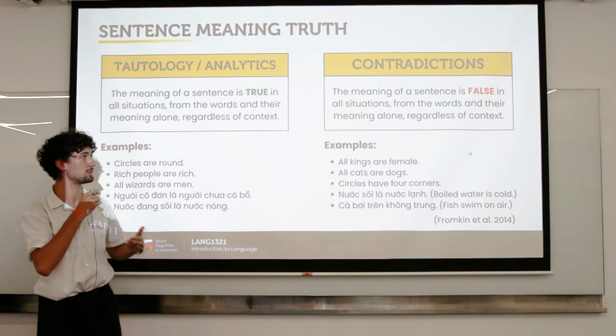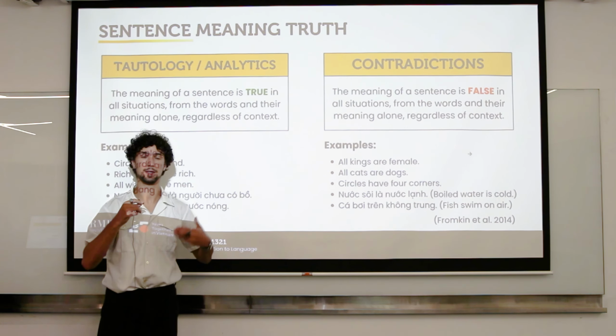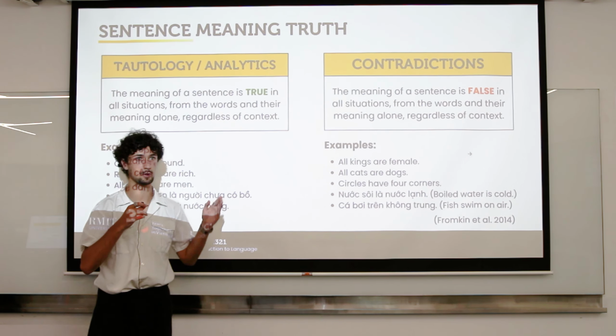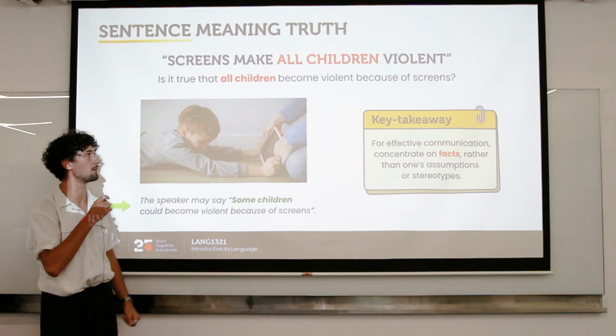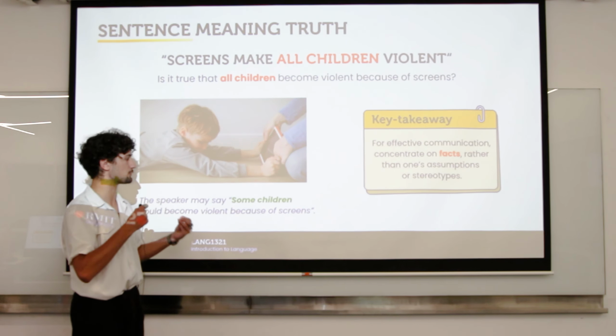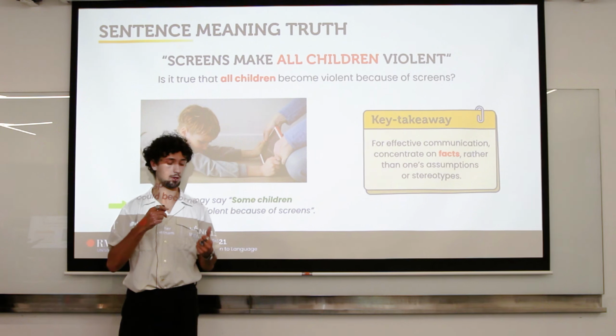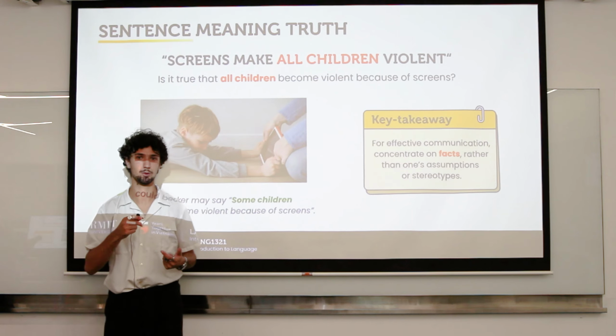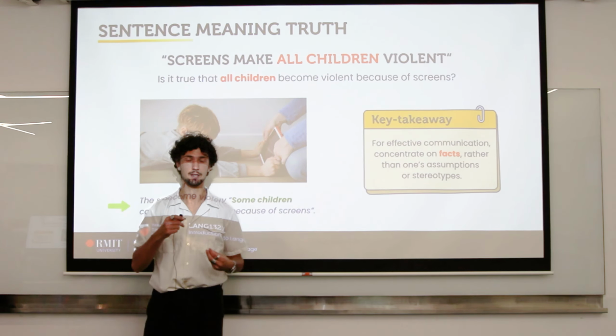So these two approaches allow us to determine the truth conditions of a sentence. But not all phrases are always true or always false. This is what we see with the next example. When you hear this sentence, "screens make all children violent," it seems to be true, but it's a generalization. It's not always true. As you know, not all children become violent because of screens. So it may hide a bit of the truth. This is why sentence meaning truth is important. It allows us to determine under which conditions a sentence is true or false, and to understand the comprehension of the sentence. So it allows us to avoid misunderstanding and communicate better with each other.